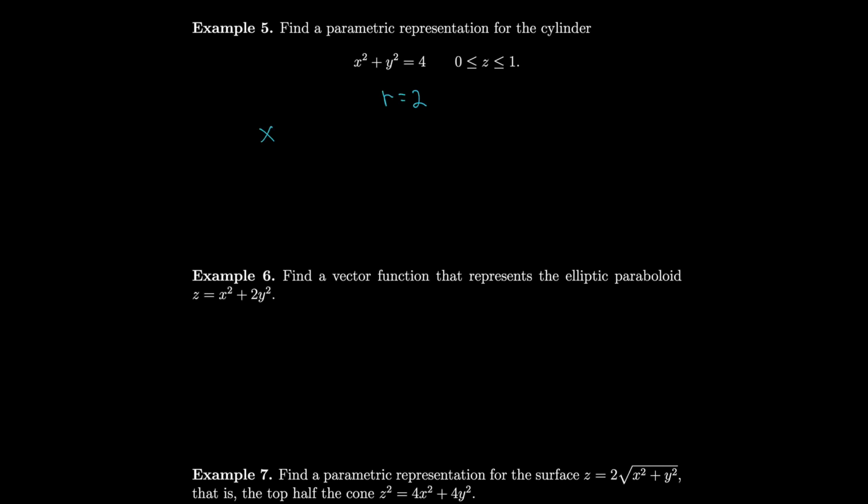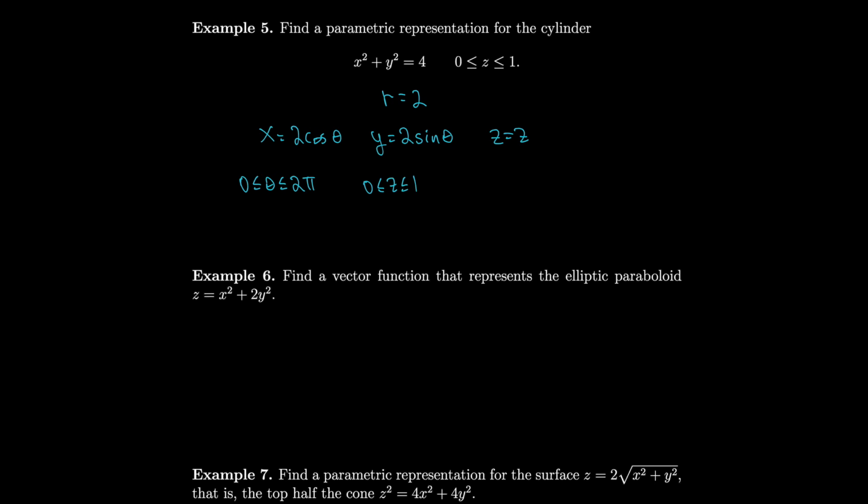So that means that x is equal to r cosine theta, which is 2 cosine theta, and y is equal to r sine theta, which is 2 sine theta, and in cylindrical coordinates z equals z. We still have theta between 0 and 2 pi, and as they told us, z would be between 0 and 1. So it looks like our parameters are theta and z for our cylinder.